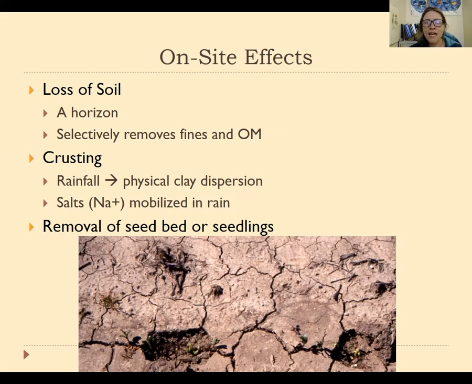And then, of course, whether you're planting seeds intentionally or there's just a native seed bank in the soil, you may be also removing a lot of your seeds that could be serving to repopulate that landscape with vegetation that would help protect the soil and the surface. So as you're removing the soil, you might be removing these other valuable organisms or parts of organisms as well.